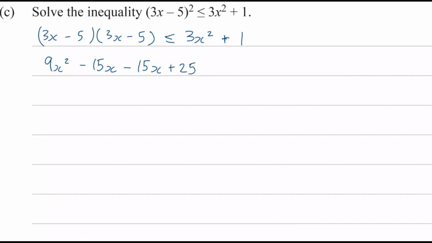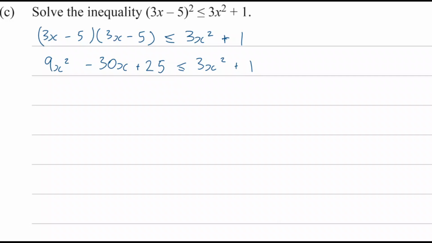And while we're here, since I can rub this out easily, you might not be able to, just use another line, that's fine. −15x −15x becomes −30x. So I just grouped like terms. Just saving some space for myself, but you can do this in a separate line, no worries. Less than or equal to 3x² + 1.